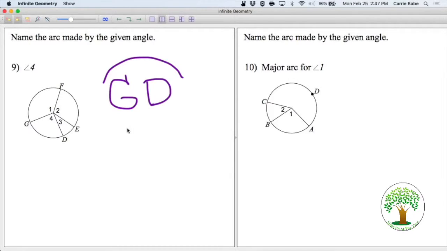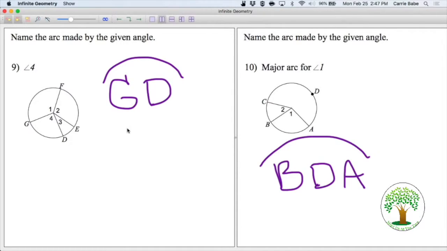Number 10. The major arc for angle 1. BDA. And since it's a major arc, we need to use three letters. You could have put a C in the place of D if you would like. Okay? 9 and 10 are done. You with me so far? Okay.